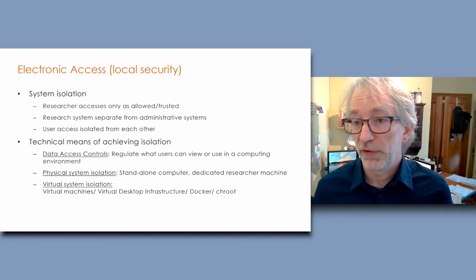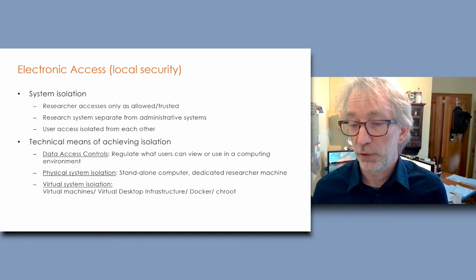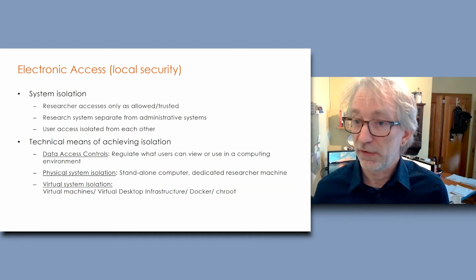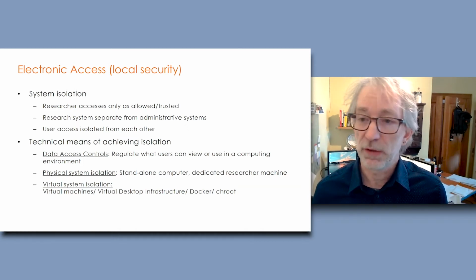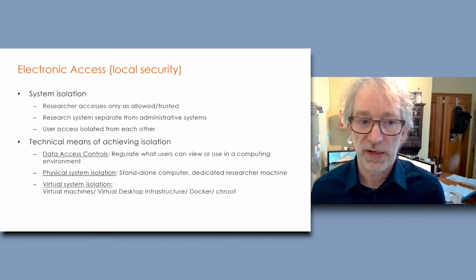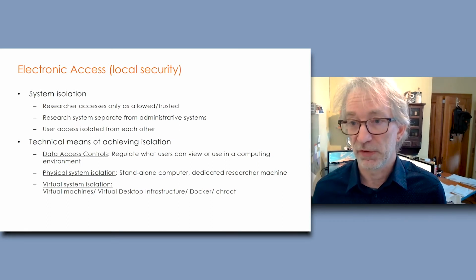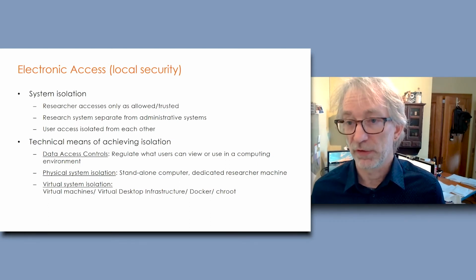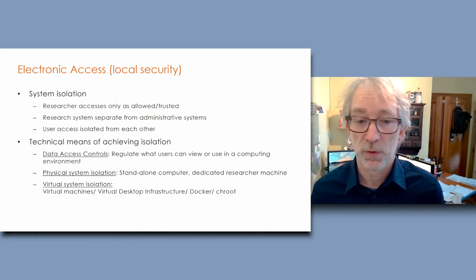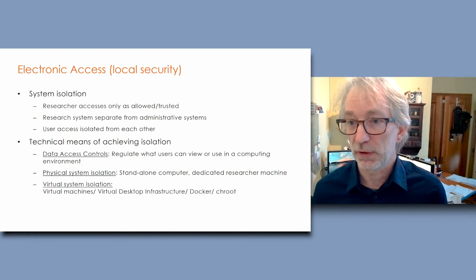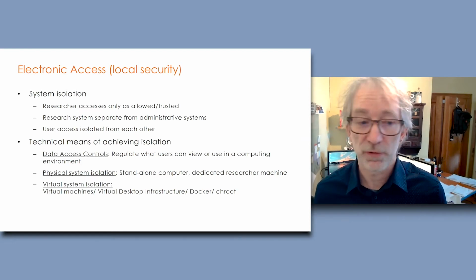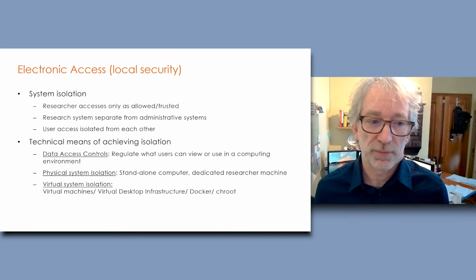The next level is when you give access to researchers to places where the data can be accessed, to think about system isolation. The idea being that the researcher can access only as allowed and trusted. You might have a contract to access a particular data file, but not all the data files that a data provider might give to the researcher or might provide access to. So you want to control for that.